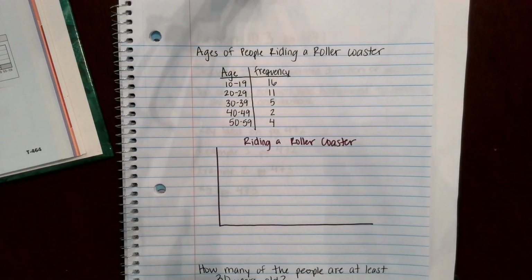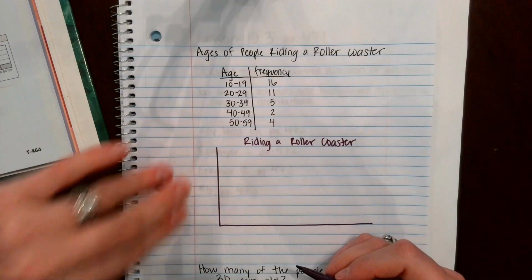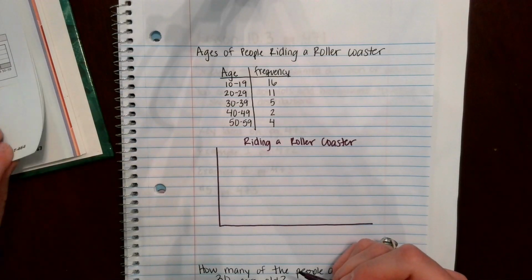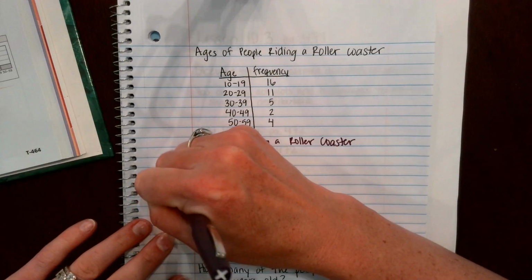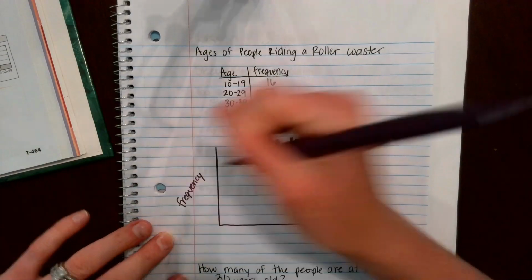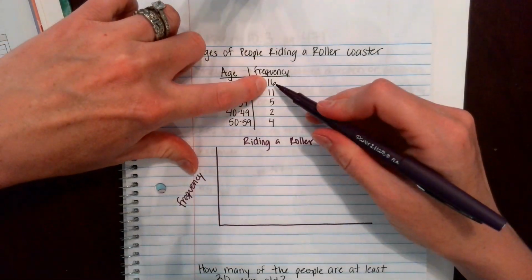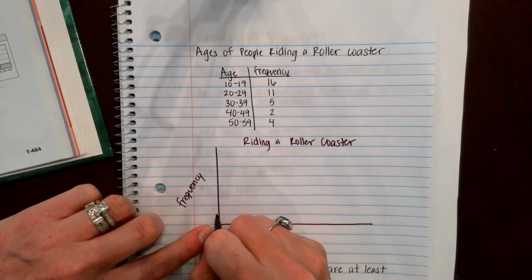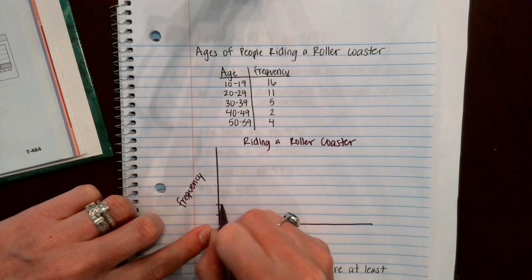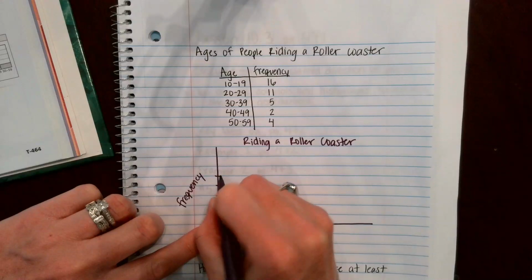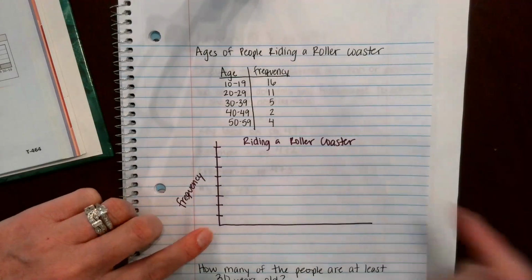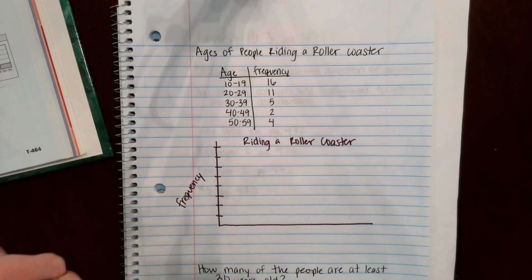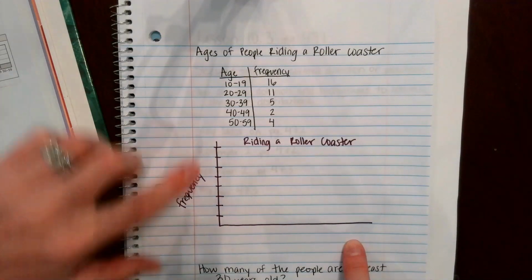Okay, and then over here is my frequency. On a histogram, you're always going to have frequency over here. I need my frequency to go all the way up to 16, so maybe I can count by 2s again. 2, 4, 6, 8, 10, 12, 14. Oops, 16 is going to run right up to my title. That's okay. All right, and then down here is going to be age.